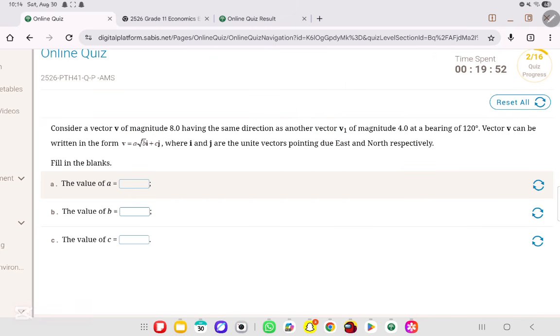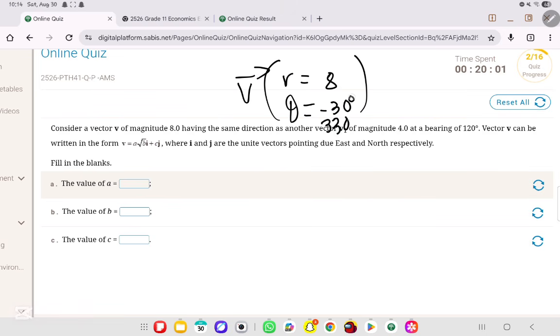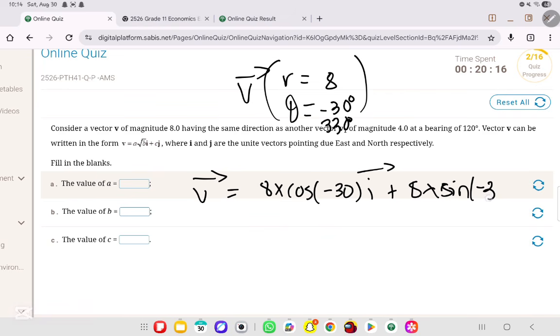So in this case, if I'm gonna use this, we know that vector V has a magnitude of 8 and a theta of minus 30 or 330 degrees. So vector V is equal to the magnitude times cosine theta i plus the magnitude times sine theta j. Now I'll put it on my calculator. 8 times cosine minus 30, I will get an answer of 4 radical 3 i plus 8 times sine minus 30, which is minus 4j.